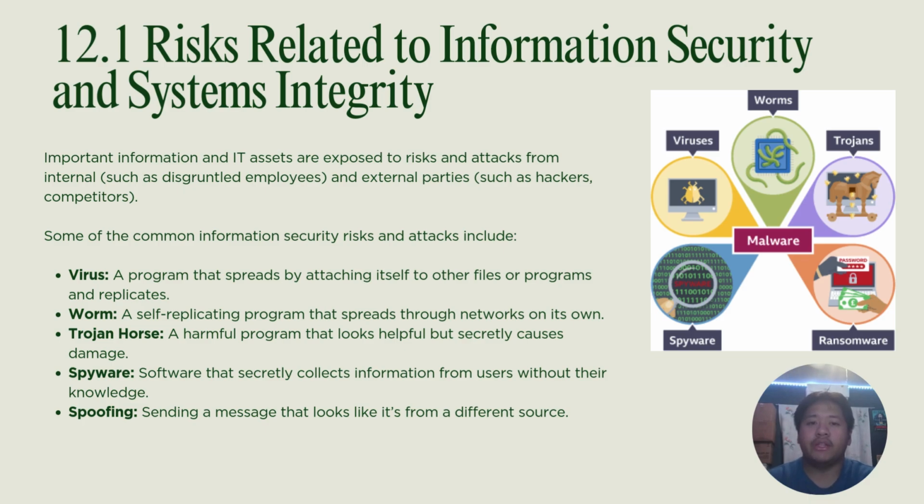Now, moving on to the risk related to information security and systems integrity. Important information and IT assets are exposed to risk and attacks from internal parties such as disgruntled employees and external parties such as hackers and competitors. Some of the common information security risks and attacks include a virus, a program that spreads by attaching itself to other files or programs and replicates; a worm, a self-replicating program that spreads to networks on its own; a Trojan horse, a harmful program that looks helpful but secretly causes damage; spyware, software that secretly collects information from users without their knowledge; and lastly, spoofing, sending a message that looks like it's from a different source.